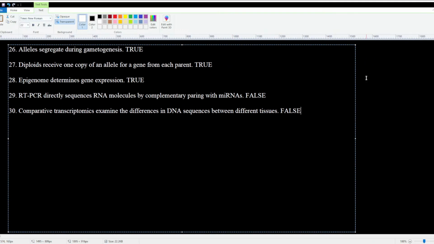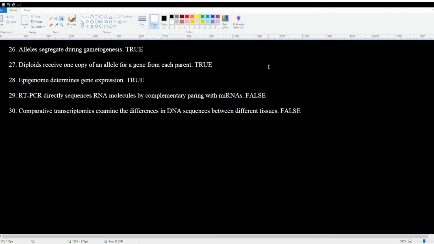So, alleles segregate during gametogenesis. That is true. Diploids receive one copy of an allele from a gene from each parent. That is most definitely true. We learned that when we're talking about cell division and homologous chromosomes. Diploids receive one copy, right? We have one from mom, one from dad, right? That's why you would most likely look like a mixture of your mom and your dad.